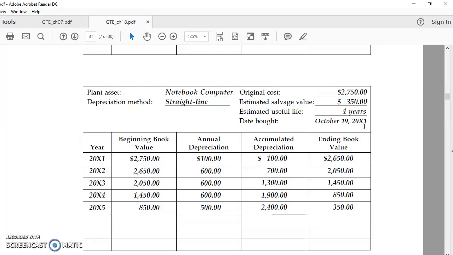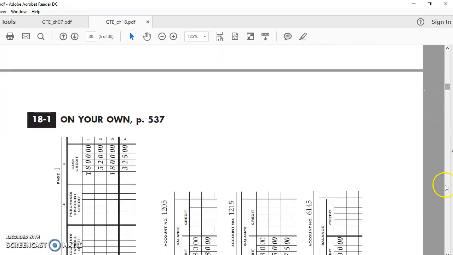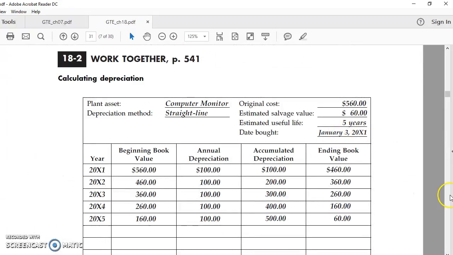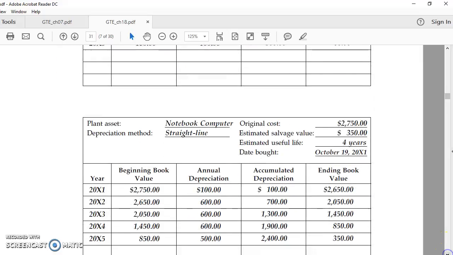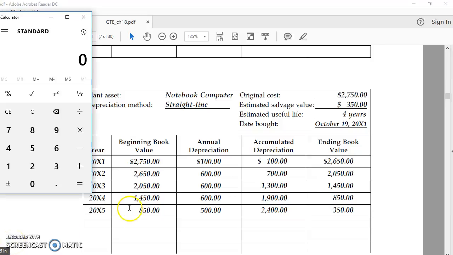Now, the big difference between this problem and the one up above is that we are not starting at the beginning of the year, such as January, for the asset up above. Notice this is January 3rd, the beginning of the year. Here we have October 19th, 2001. That will complicate things just a little bit. I want you to notice that in 2001, it's showing here that the annual depreciation was only $100. I'm going to show you how to calculate that.